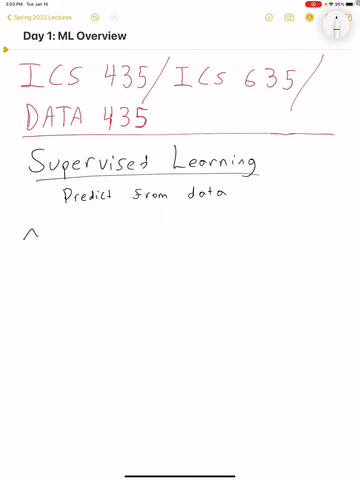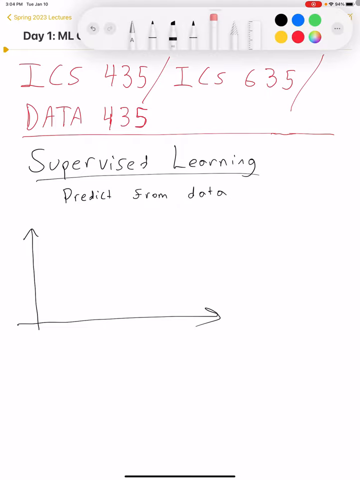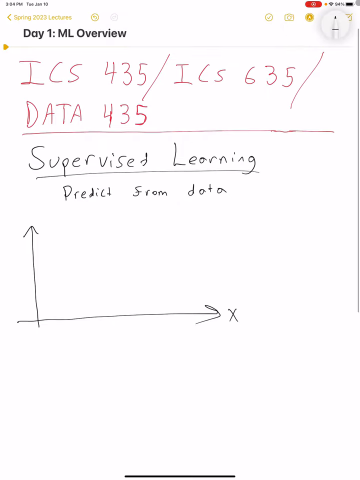Often when we are working with data, we want to predict specific numbers. So, typically in machine learning, we collect a data set and we can plot that data set.